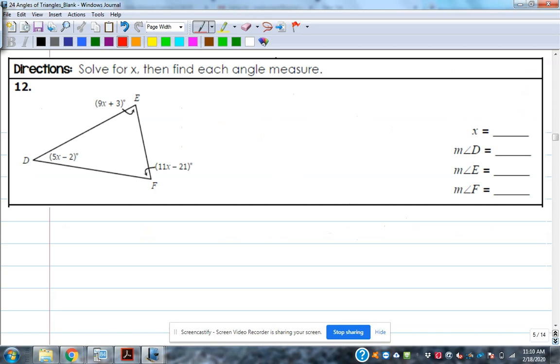Do some algebra. You like that better? Solve for x and then find each angle measurement in the picture. Yeah, just add them all up. 9x plus 3 plus 5x minus 2 plus 11x minus 21 equals 180. So that'd be 14x and 11 would be 25x, minus 23 plus 3 would be minus 20, equals 180. And then add 20.